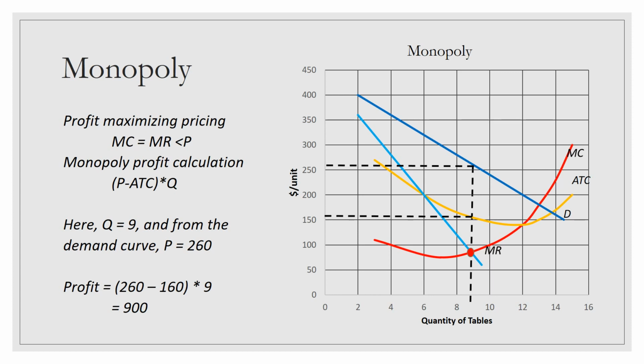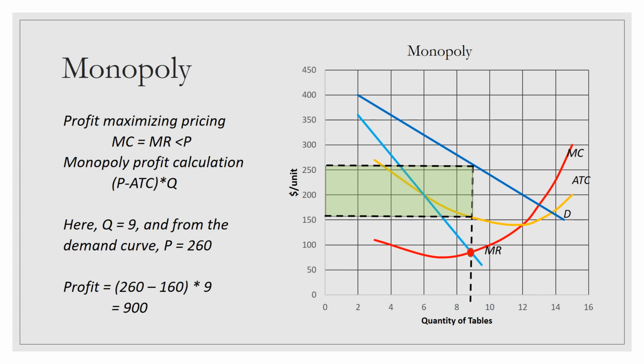Here, quantity is equal to 9. That was where marginal revenue equals marginal cost. We're just reading it off the graph in this case. So we'll say that the quantity is 9, and we took that up to the demand curve, and we read off a price of $260. So together, that means that the profit would be $260 minus the average cost of production, which at those 9 units of output, we read off the average total cost curve. So we read it off as 160.